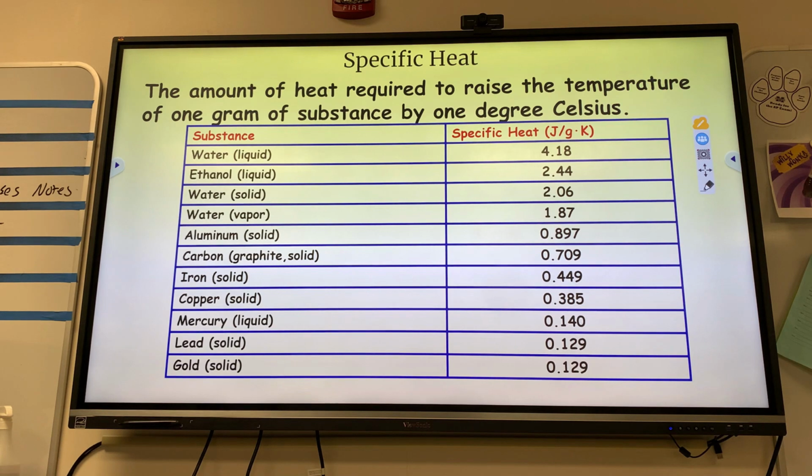A gold bar versus a pot of water is kind of what I'm saying, that the temp would increase more. So we'll figure that out later.